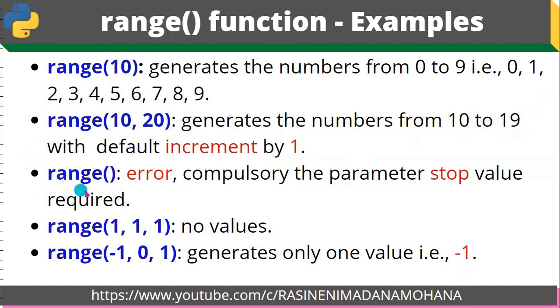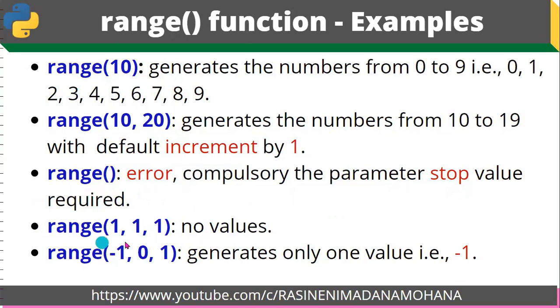Then similarly, if you give an empty range function, range with empty braces, it displays an error. Why? Because the stop parameter is mandatory. So whenever you run this, you get an error: compulsory, the stop value parameter is required.